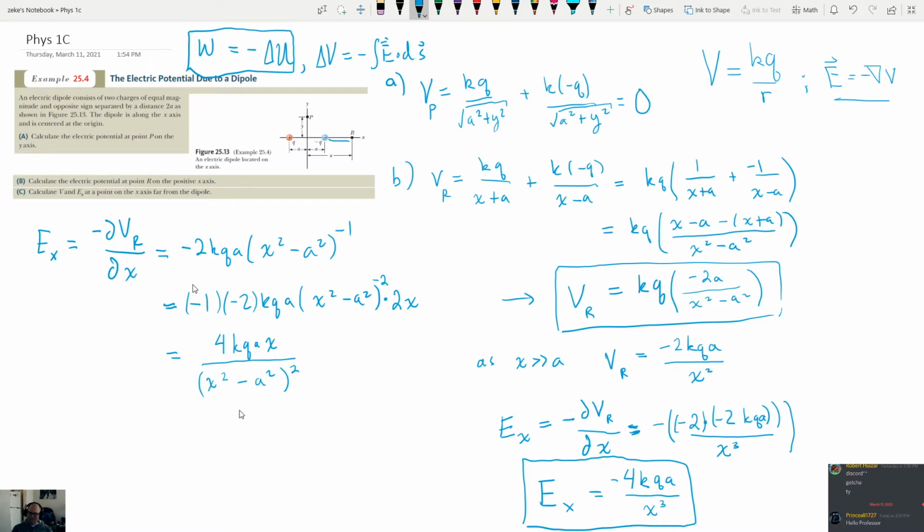Did I leave off a negative sign? I did, because I never used this one. I'm so bad at this stuff, I apologize. Negative of this. Which means there's another negative sign here and there's another negative sign there. There we go. So this would be the answer for the x component of the electric field at any point on the x-axis. So there we go. You have any questions?